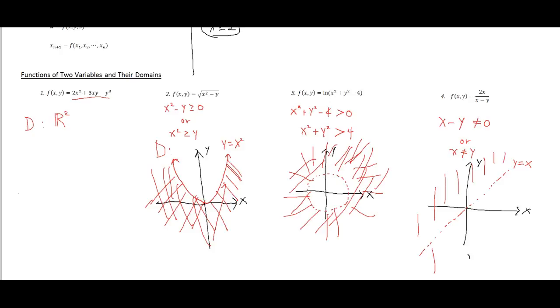So don't depend too much on my drawing here, but if I were to just describe this, the domain is the set of all ordered pairs x comma y that are not along the line y equals x. So that would be the domain for this function number 4. So these are examples of functions of two variables and how you might think about identifying their domains.